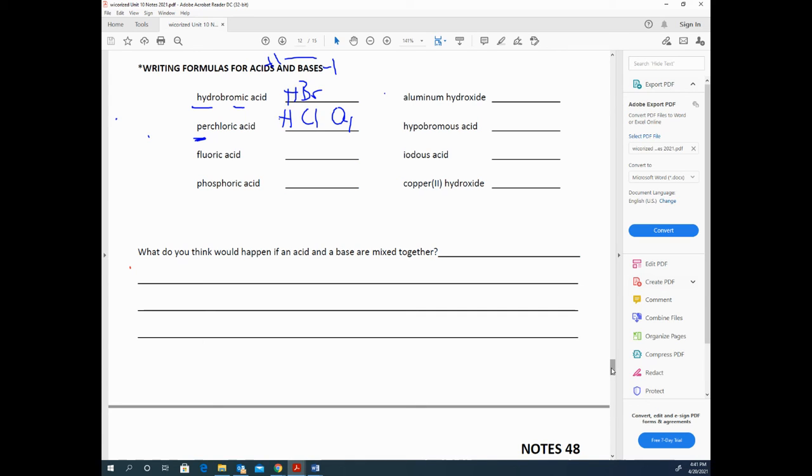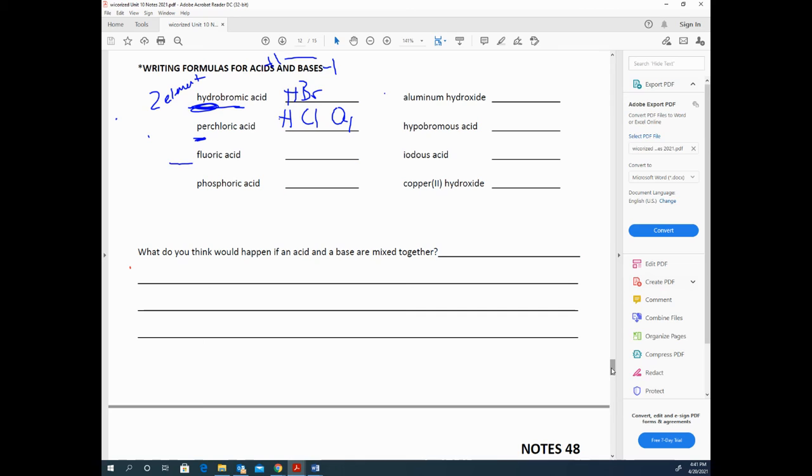So we know it has 4 oxygens and it's chlorine. There we go. The only ones you have to balance the charges for are the ones starting with hydro that have only 2 elements. If they have only 2 elements, you're going to have to balance their charges. Otherwise, you know what they are because it tells you how many oxygens by just following the rules.